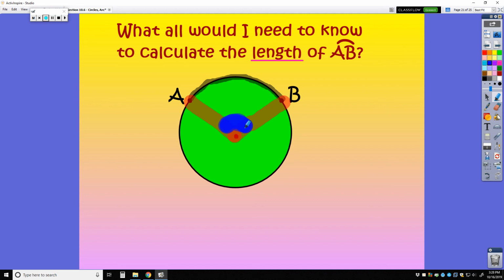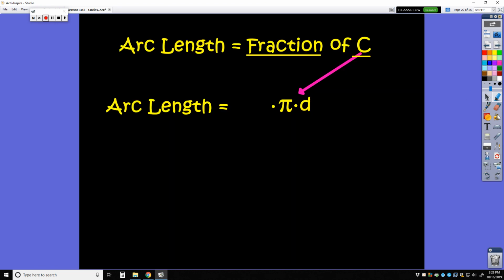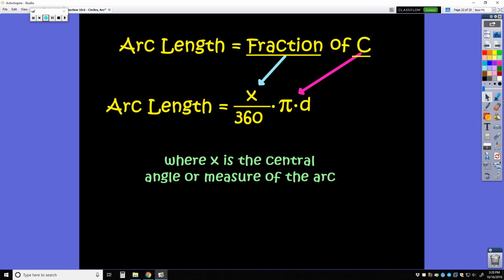And what was so special about the measure of a central angle and the measure of this arc? Well, if I remember correctly from the first video, the central angle and the measure of that arc were exactly the same. So if we want to know how many degrees this arc is out of 360 degrees, then we can also look at the central angle to figure that out. So the fractional piece is going to be x out of 360, where the x represents the central angle, or it could just represent the measure of the arc. It depends on which one you're given.